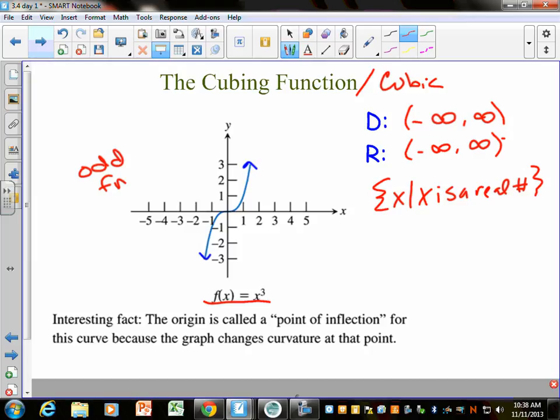This is what we call a point of inflection. In calculus, we're about to learn about these things. And it's where the graph changes from concave down to concave up. How exciting is that? Okay, moving on.